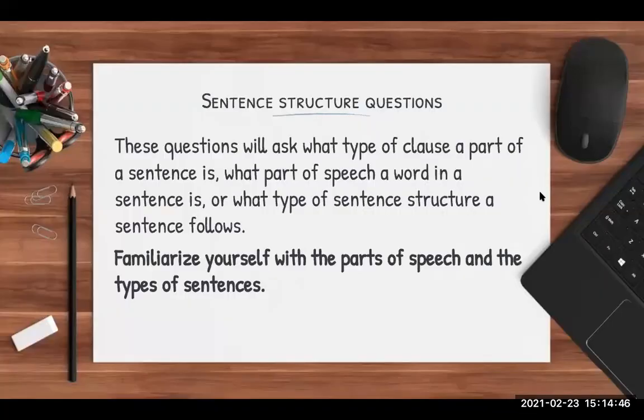Sentence structure questions are going to ask what type of clause a part of a sentence is, what part of speech a word in a sentence is, or what type of sentence structure a sentence follows. So for this, you probably don't talk often about the types of clauses that you use in your sentences. So you will want to brush up on the parts of speech and the types of sentences and clauses that you might be asked about.